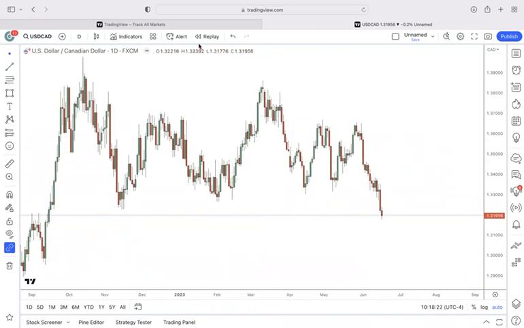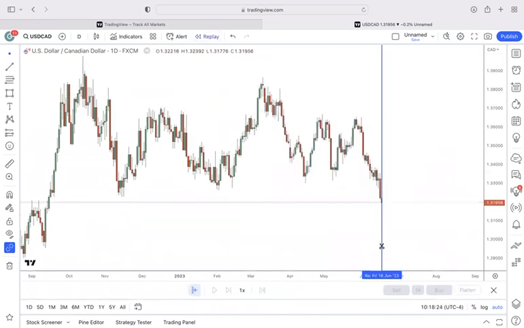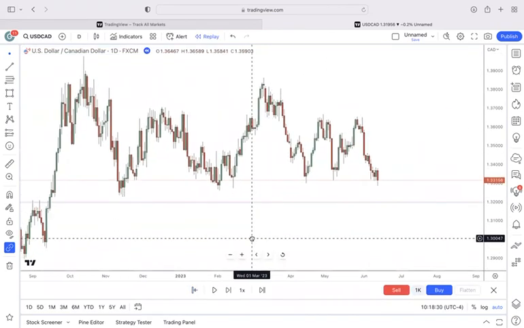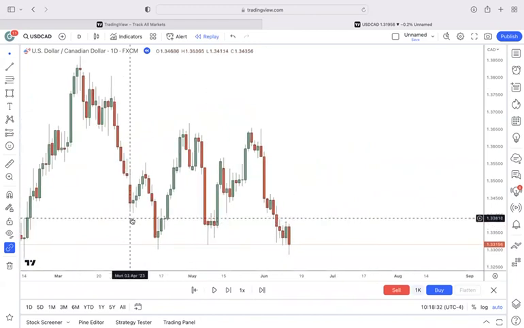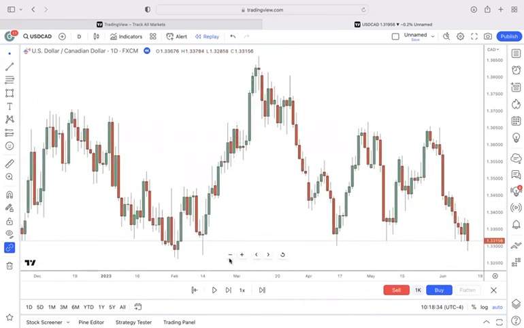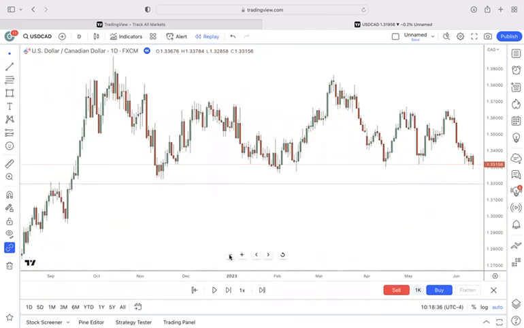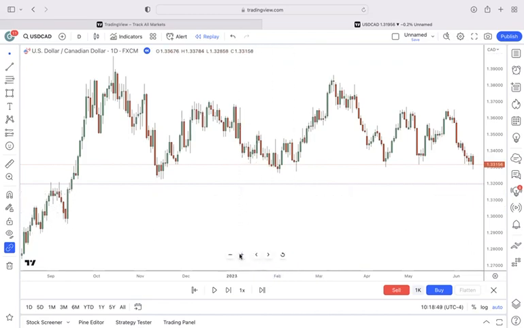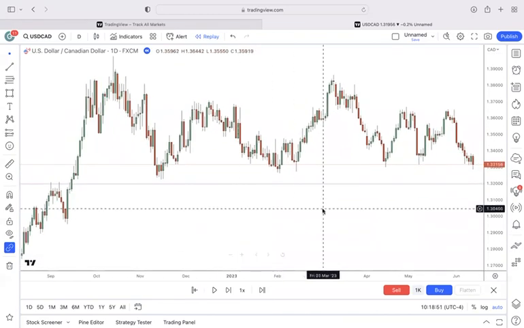Real quick, watch this. We're going to hit that replay button, and here's a test for y'all. Get ready to answer this. Okay, we have UCAD. Remember, why is the dollar index bearish? Why was it bearish last week? We already went over that. I just want y'all to remember we are bearish dollar index, and I already explained why. I already showed y'all why.